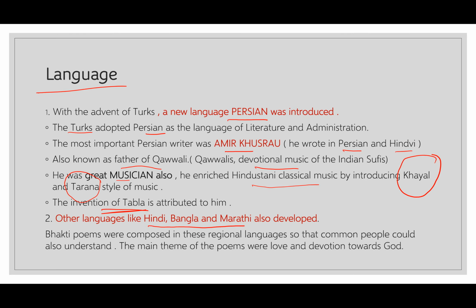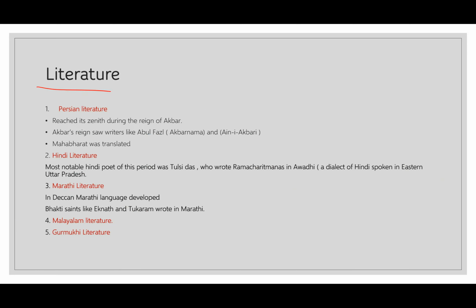He wrote in Persian and Hindi, also known as the father of Qawwali. Qawwali is the devotional music of the Indian Sufis, right? And he enriched Hindustani classical music by introducing Khyal and Tarana. Invention of tabla is attributed to him. Now, besides Persian, some other languages were also developed like Hindi, Bangla, Marathi. How? Because Bhakti poems, I told you by this time there was the Bhakti movement and Sufism going on, right? So Bhakti poems were composed in these regional languages so that common people could also understand. Now the main themes in these poems were love and devotion towards God.